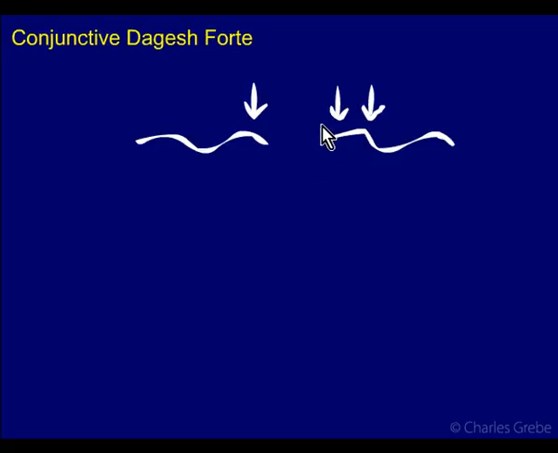And the third condition is that the ending of the first word be either a kamets hey, or a segol hey. So if these three conditions are met, then you will get a conjunctive Dagesh Forte here. It's called conjunctive because it's happening at the conjunction of these two words. Okay, let's look at a couple of examples.